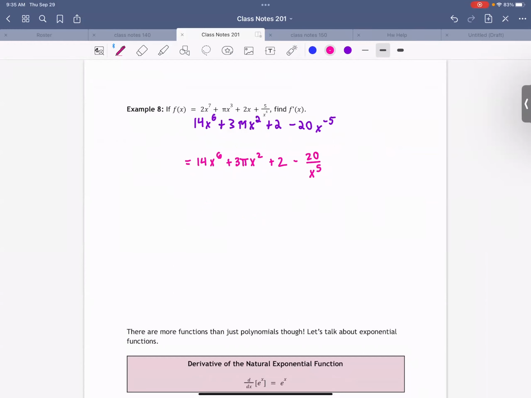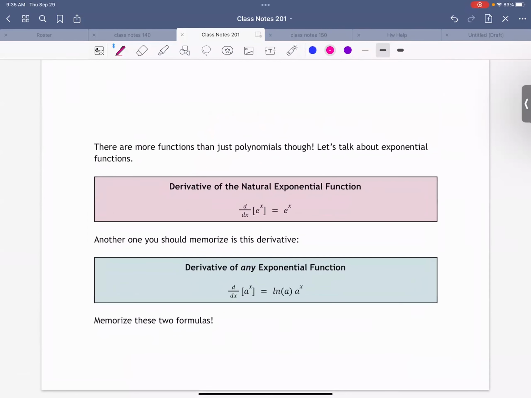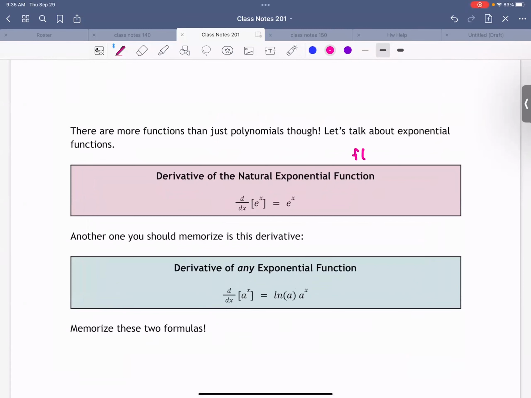I think we have a couple more minutes we can do some new stuff with. Okay, now polynomials aren't the end, right? There's more functions than just polynomials. And we're going to start talking about derivatives of those types of weird functions as well. The first one I want to focus on is the natural exponential function. And the natural exponential function is just e to the x. Okay, so f of x equals e to the x.